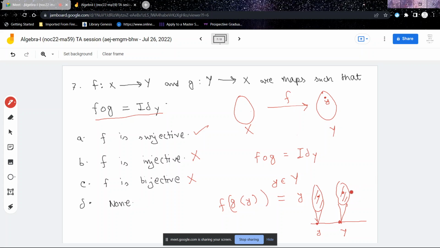What you are essentially doing is constructing a section of this bundle over y. You have a collection of sets for every point of y. You are choosing a single element from each set, and that will certainly give you a function in the opposite direction, because you are choosing a single element for every little y. And you can easily see that f composed with g is the identity on y.